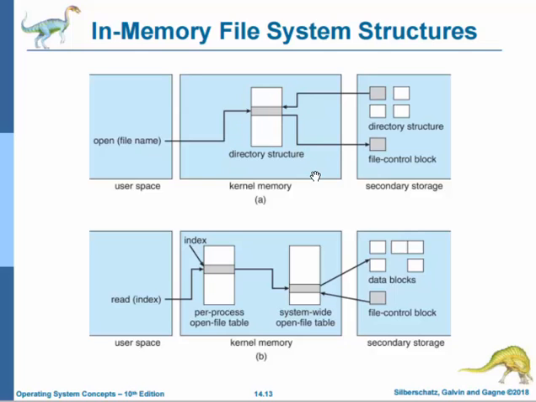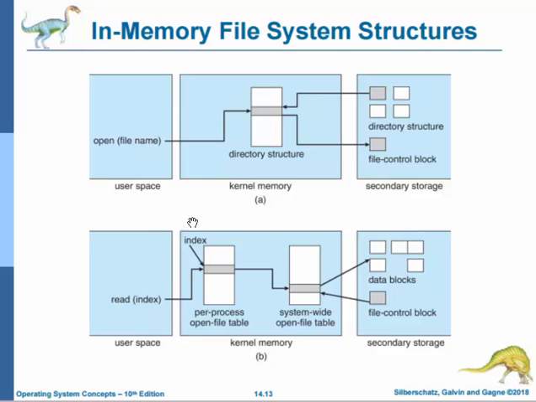If the file is not already open, the directory structure is searched for the given file name. Parts of the directory structure are usually cached in memory to speed directory operations. Once the file is found, the file control block is copied into a system-wide open file table in memory. This table not only stores the file control block, but also tracks the number of processes that have the file open. That is shown in letter B.